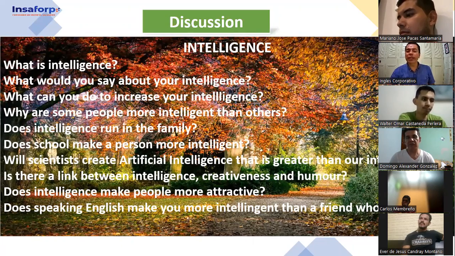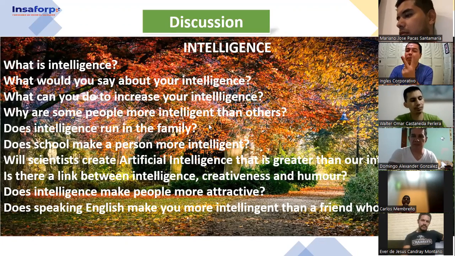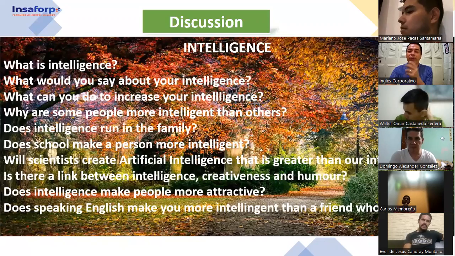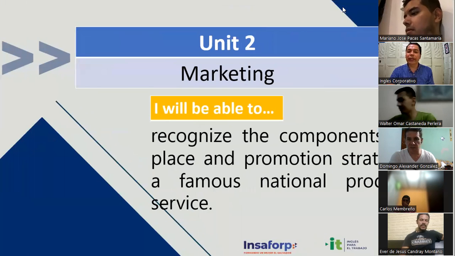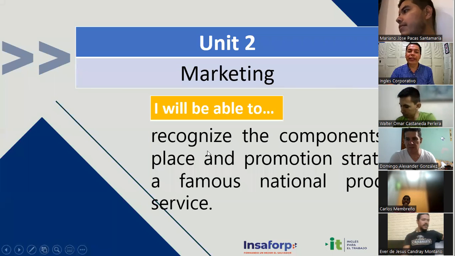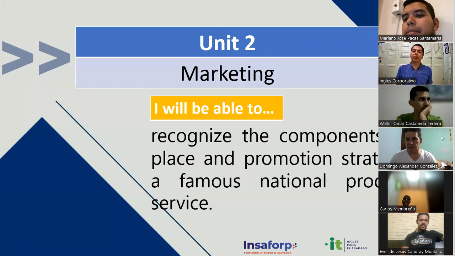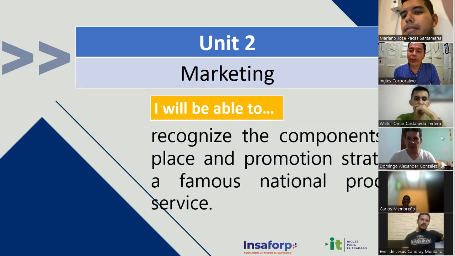Okay, class, thank you very much. Tomorrow, we are going to continue with the second part of this topic. We're going to discuss some interesting questions about intelligence. But for the moment, let's start with the class for today. Unit 2, marketing. Mariano, can you read the objective for tonight? Marketing, Unit 2, marketing. I will be able to recognize the components of the place and promotion strategies of a famous national product or service. Mariano, good pronunciation. Strategies. Nice.